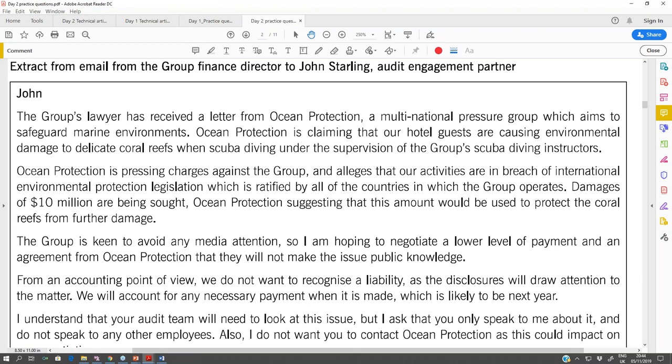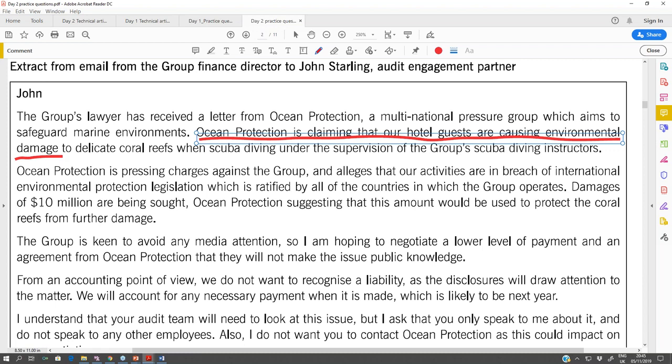John, the group lawyer has received a letter from Ocean Protection, a multinational pressure group which aims to safeguard marine environment. Ocean Protection is claiming that our hotel guests are causing environmental damage to the delicate coral reef when scuba diving under the supervision of the group scuba diving instructor. So there is a claim coming from the pressure group, and the pressure group is claiming that our hotel guests are causing environmental damage. So that's a concern point of the pressure group.